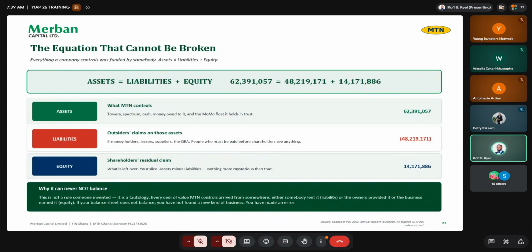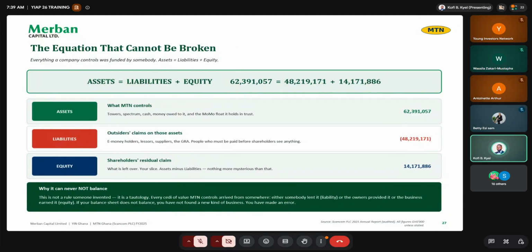Now let's break it down. What MTN controls are the assets: the towers, the spectrum, the cash, money owed to it, and the Momo float it holds in trust. All of them put together come to 62.4 billion.